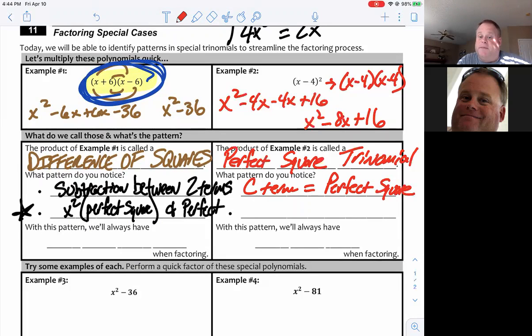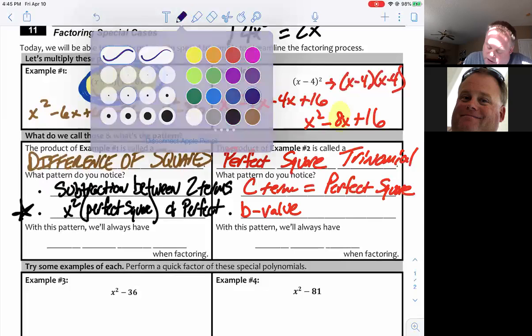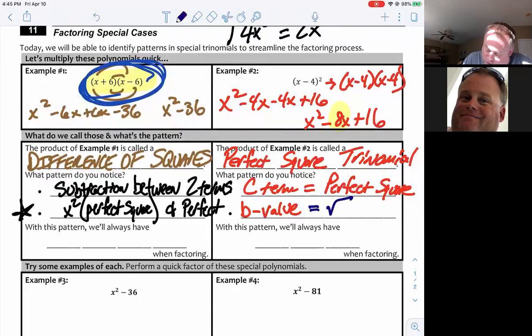The C term is a perfect square. In this case, the 16, the constant, is a perfect square, right? My B value, in this case, the 8, well, that B value is equal to the square root of C plus the square root of C, right? Now, the sign doesn't really matter here. Plus or minus does not matter.